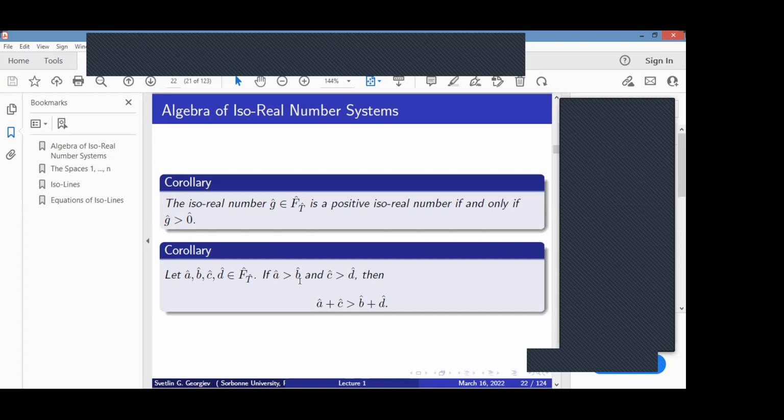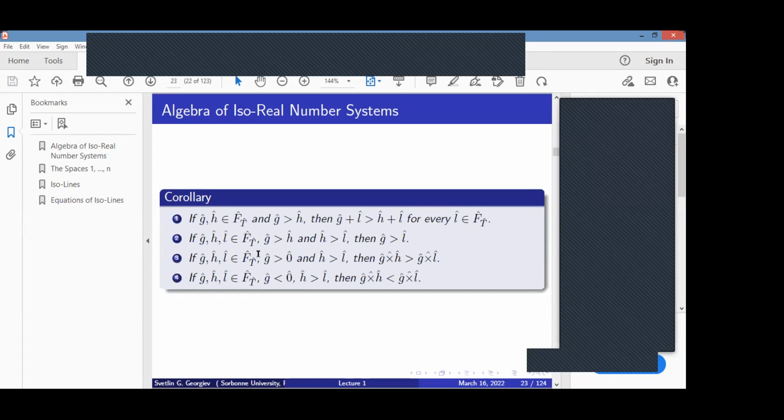If Â, B̂, Ĉ, D̂ are four iso-real numbers for which we have the following relations, that Â is greater than B̂ and Ĉ is greater than D̂, then the sum of Â and Ĉ is greater than the sum of B̂ and D̂. Also, if Ĵ and Ĥ are two iso-real numbers, and Ĵ is greater than Ĥ, then the sum of Ĵ and L̂ is greater than the sum of Ĥ and L̂. If Ĵ, Ĥ, and L̂ are three iso-real numbers, so that Ĵ is greater than Ĥ and Ĥ.